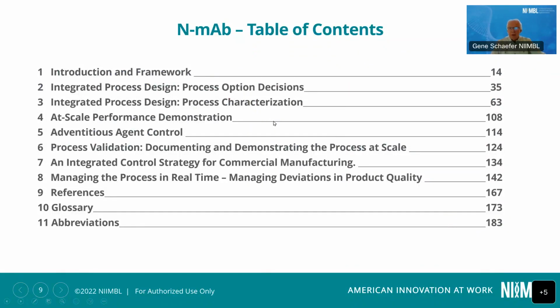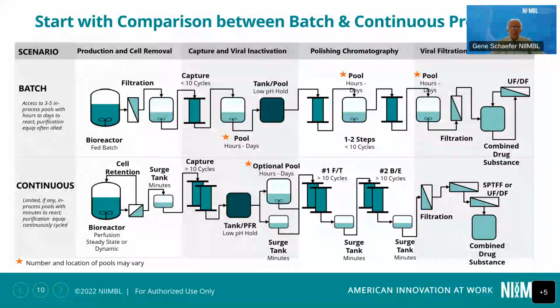It is a fairly lengthy case study, about the same length as A Gene and A Cell, with quite a bit up front around the process design elements that go into the process definition. So we started with a comparison between batch and continuous processes, and not so much in economic or overall productivity terms, but really in how you manage that process.